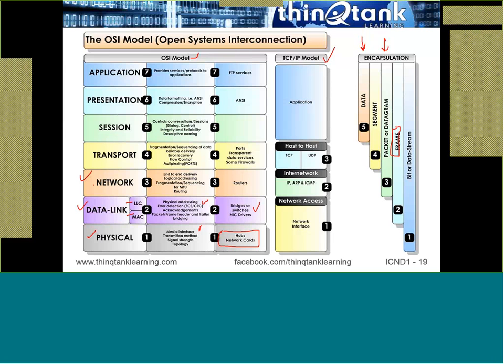All right. Also says logical addressing, fragmentation. Yes, fragmentation, not segmentation, fragmentation. Routers dividing data up into smaller pieces, called fragmentation. So the primary device that functions at this layer is a router.